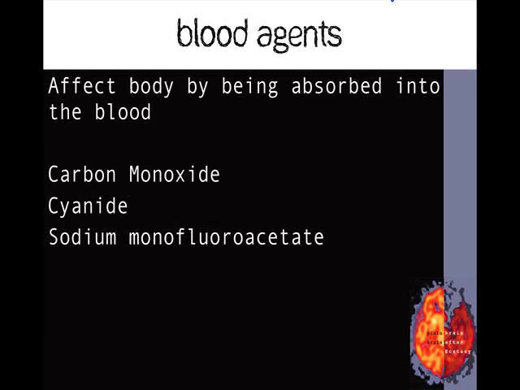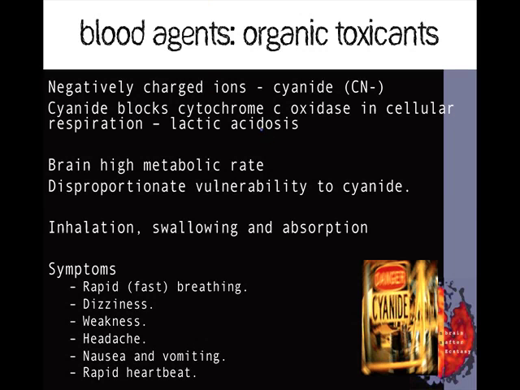Blood agents are ones that affect the body by being absorbed into the blood. We have carbon monoxide, cyanide, and sodium monofluoroacetate. Cyanide is an organic toxicant with negatively charged ions, and it blocks cytochrome c oxidase in cellular respiration and leads to lactic acidosis. Because our brain has a high metabolic rate, it is disproportionately vulnerable to cyanide. You are exposed to cyanide through inhalation or swallowing, and it's absorbed. Some of the symptoms include rapid breathing, dizziness, weakness, headache, nausea and vomiting, and rapid heartbeat. Due to lack of cellular respiration, you cannot produce energy.